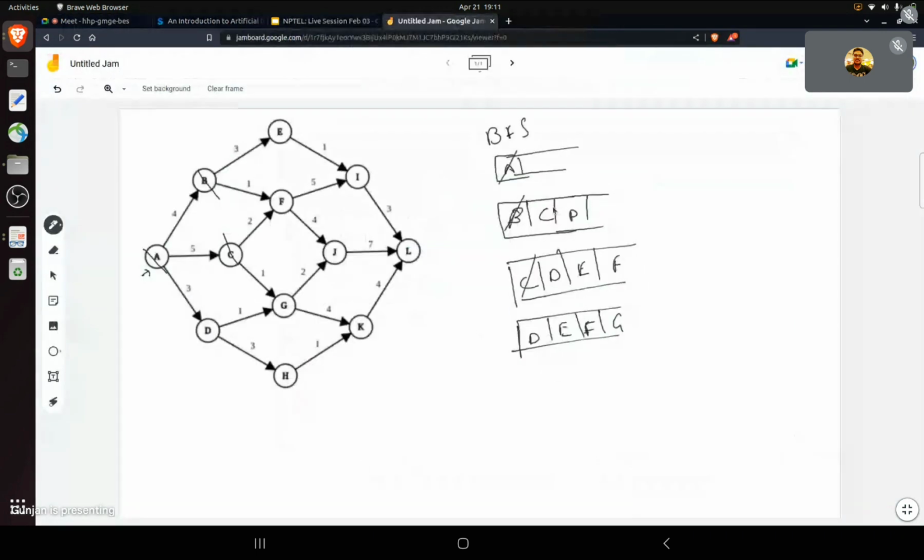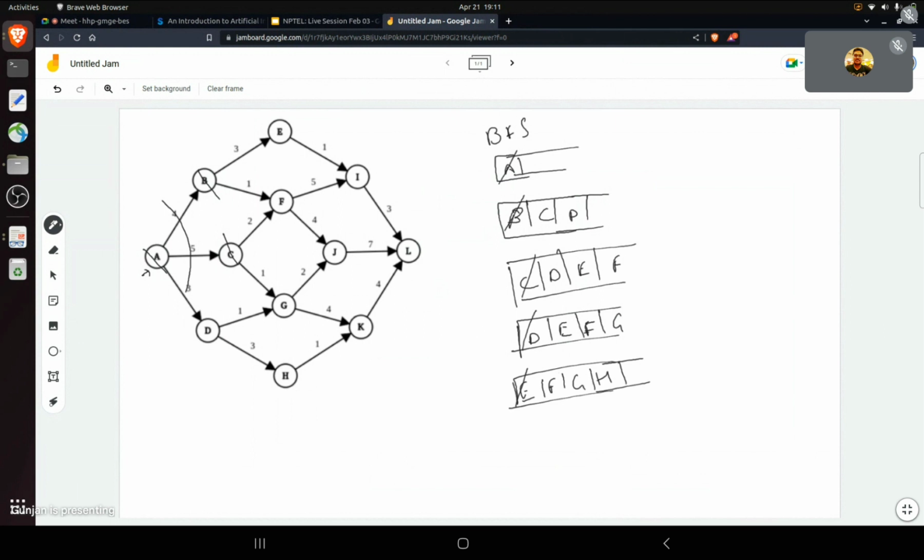So this is how the BFS will progress. We will then explore D, right? And then we will put the neighbors of D into the queue, which are G and H. So the queue will be E, F, and G is already there in the queue, and then we will put H, right? Then we will pick up E.